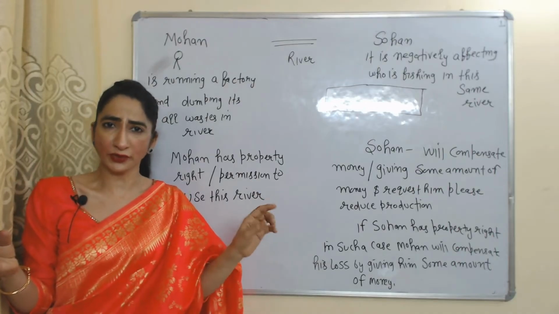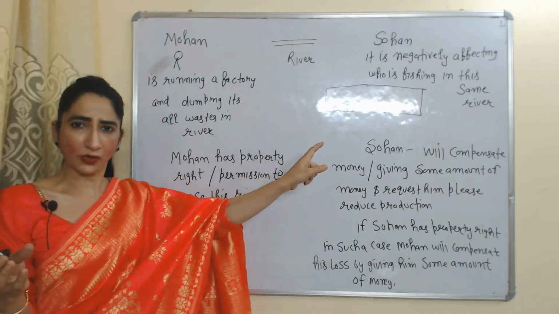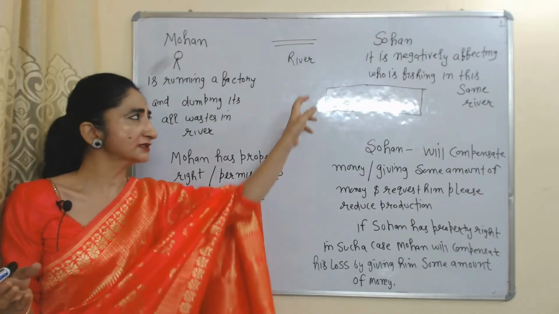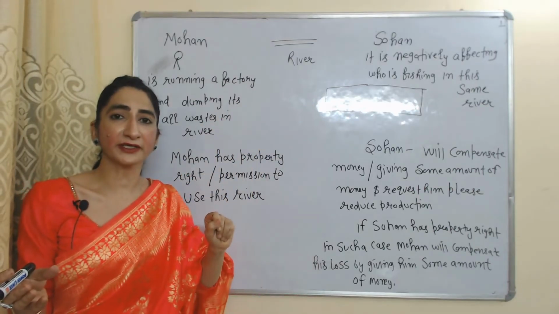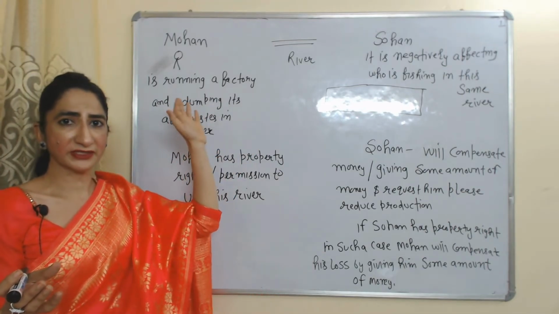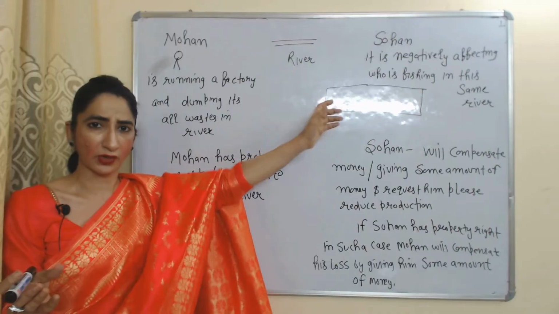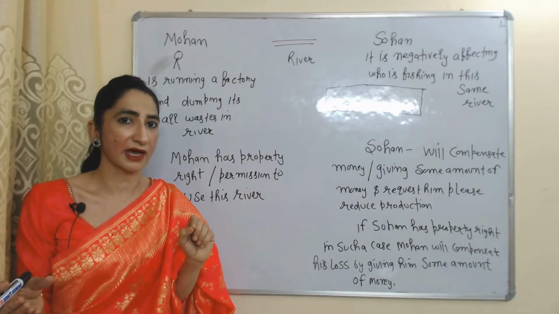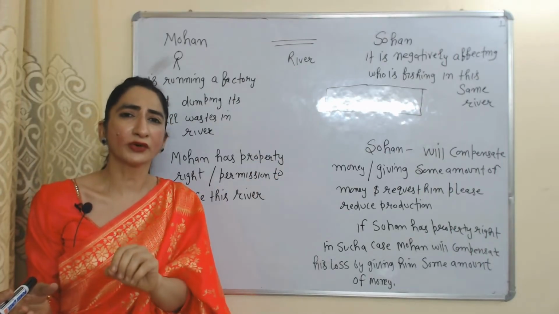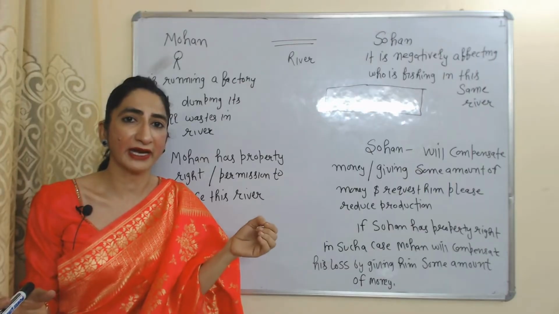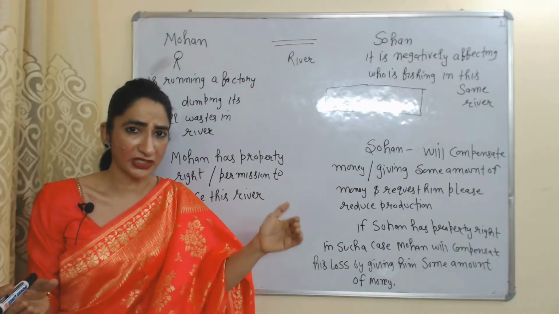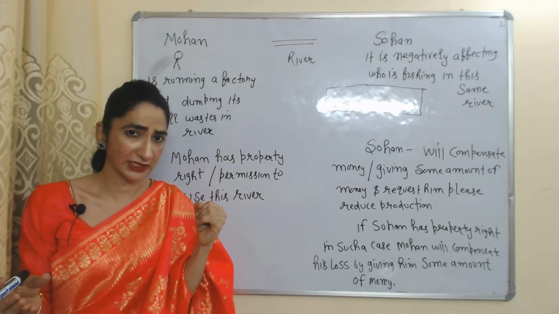Here we assume two individuals, Mohan and Sohan. Mohan is running a factory and dumping all its wastage in this river. It is negatively affecting Sohan because Sohan is fishing in the same river. So Mohan's activities are generating loss for Sohan. So it will be called negative externalities. According to Coase theorem, if property rights are properly defined, then the private sector can easily bargain with each other and can solve the problem of negative externalities.